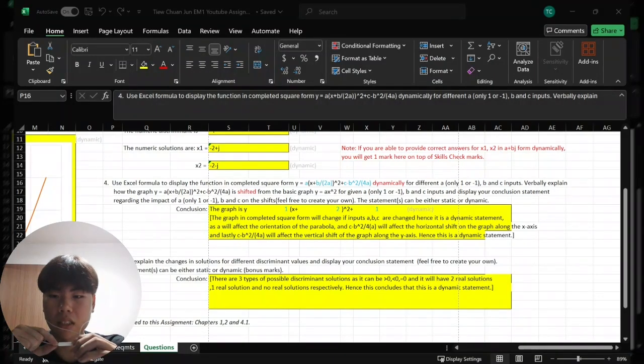Finally, the constant term c minus b squared over 4a directly influences the vertical shift of the graph. If this constant term yields a positive value, the parabola will shift upwards along the y-axis. Conversely, a negative value for this term will result in the graph shifting downwards. Hence, it is a dynamic statement as the graph shifts based on the inputs A, B, and C.